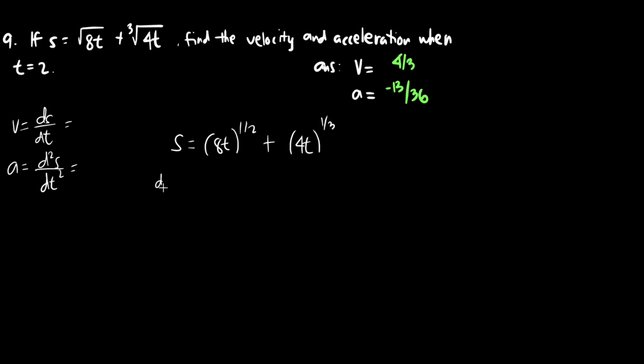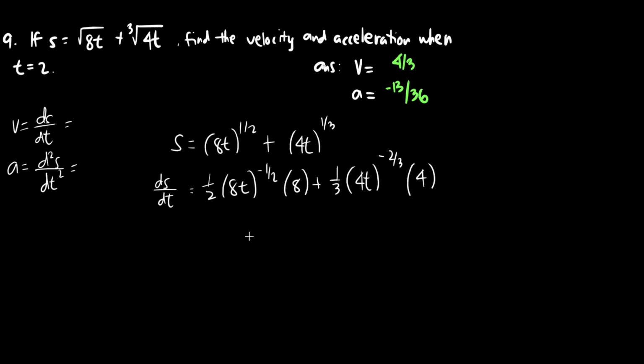So we'll try to find ds over dt. So it's just equal to 1/2. Just copy the inside. So 1/2 minus 1 is negative 1/2. The derivative of the inside is 80. Plus 1/3 multiplied by, just copy the inside, and 1/3 minus 1 is negative 2/3. The derivative of the inside is 40.